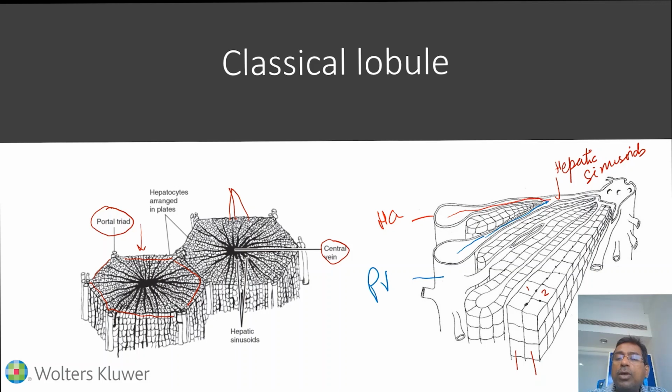And then this blood enters the central vein. That's the central vein in the center of the classical lobule. You can also see the bile duct here. We will talk about the blood flow and flow of the bile in subsequent slides.